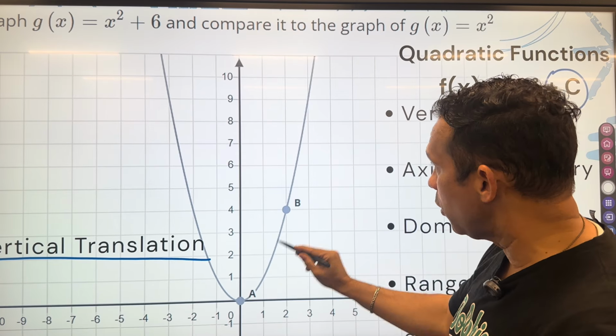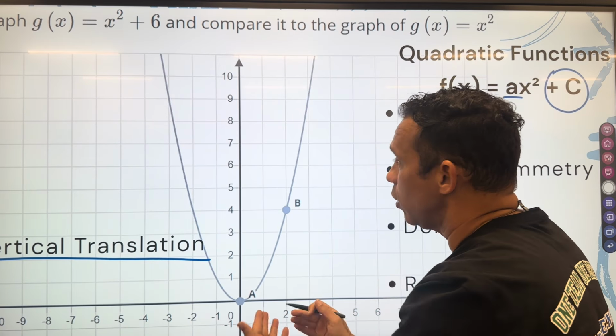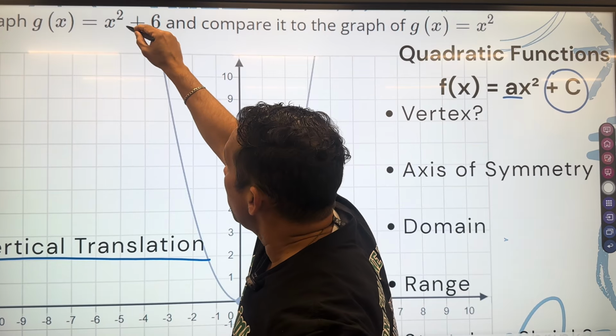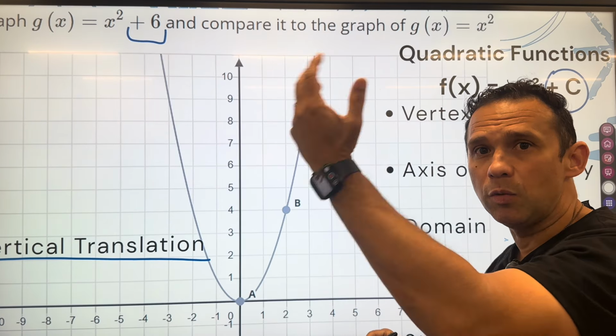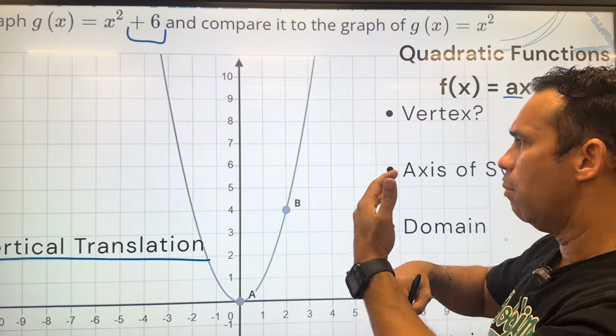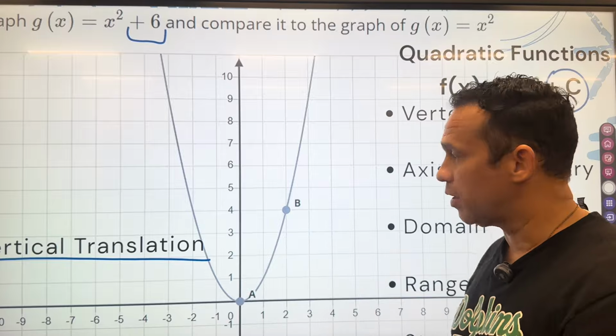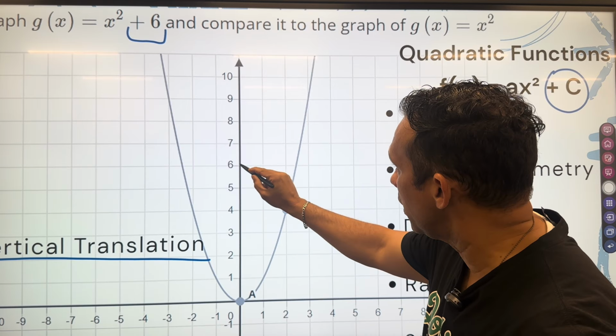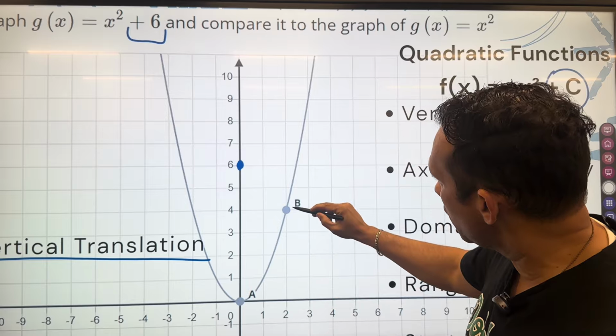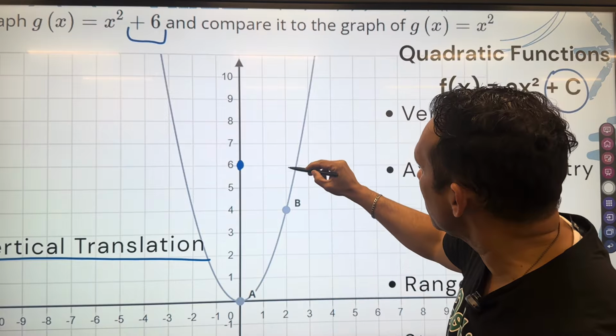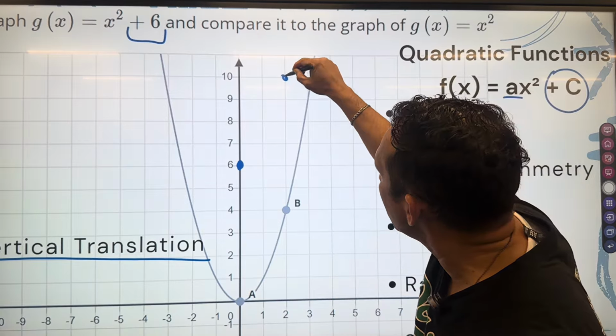We just take every single point in the parent function and, since we have a plus 6, move 6 units up. If we had minus 5, we'd move 5 units down. So I'm going 6 up in this one. Here I'm at 4, so going 6 up I'm going to land on 10.